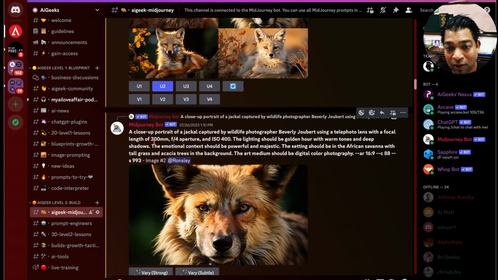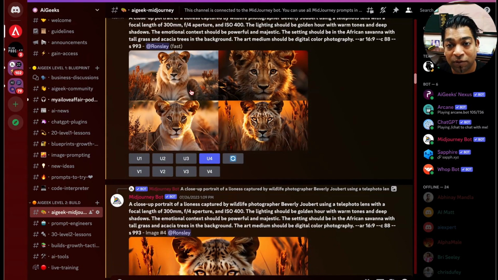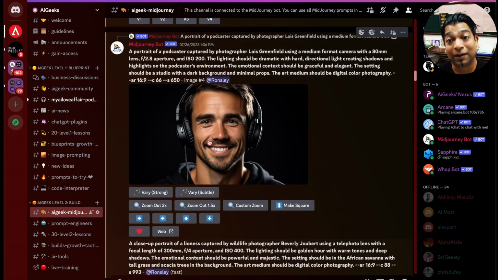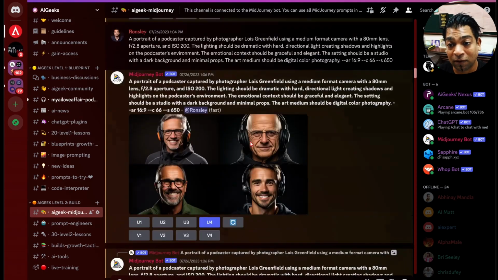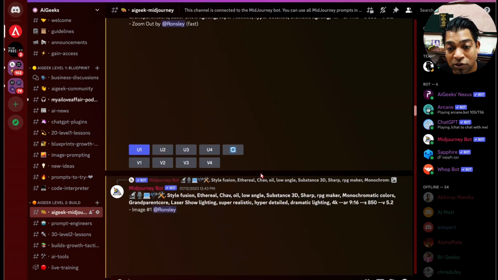So have a look at this close-up portrait of a jackal captured by wildlife photographers. If you like a certain type of photography that gets done, then you can even mention that. The art medium should be digital color photography. The setting should be in the African savanna with tall grass and acacia trees. So you see how it's kind of used that close-up portrait and given me these different options. This is the one with a lioness. This is a portrait of a podcaster and by a certain photographer, and how it's captured. Such a great job. So there's different ways that you can do some really cool things inside MidJourney.